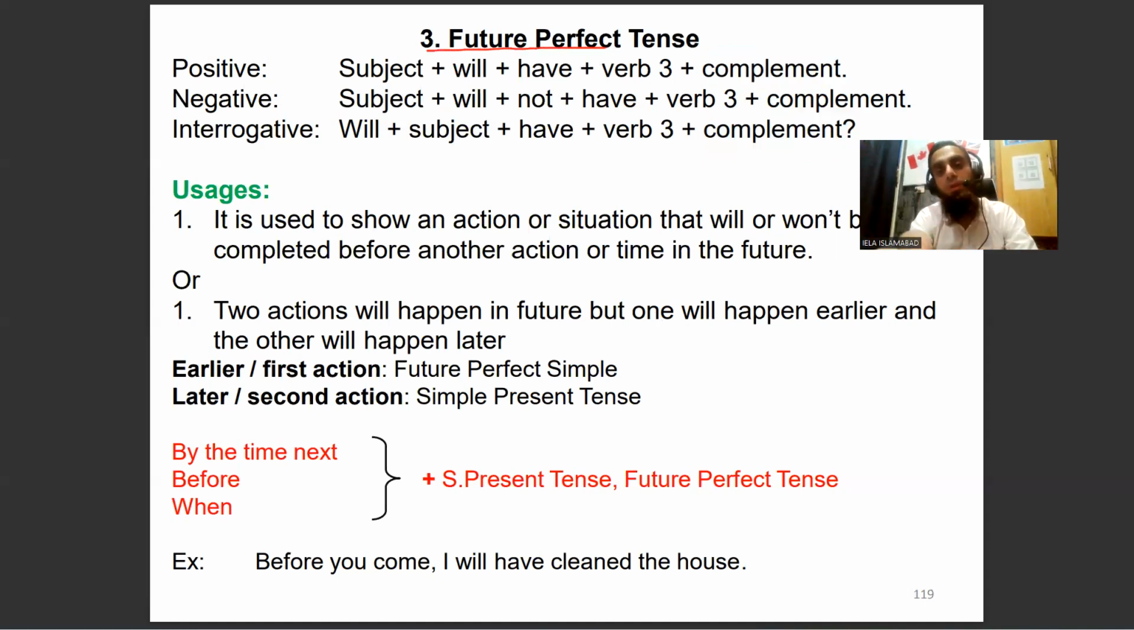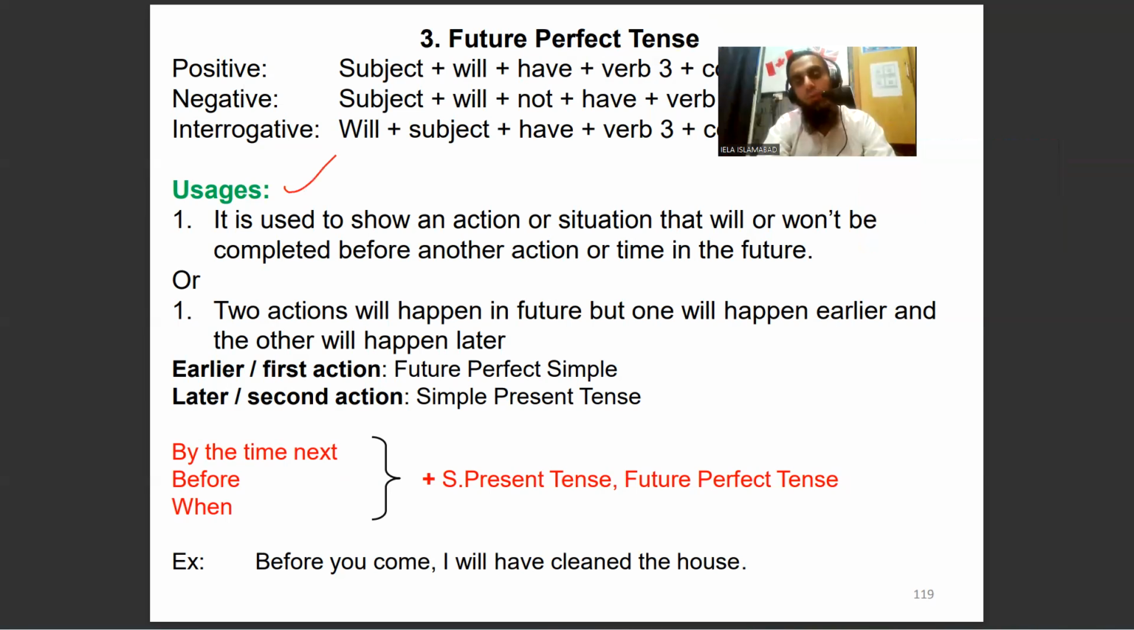Now, in future perfect tense, there is a structure: for positive, subject plus will have plus third form of verb plus complement. In negative, not comes after will, and in interrogative, will comes before the subject. In usages, it is used to show an action or situation that will or won't be completed before another action or time in the future. Like until another action or time is started, this must be completed. Right? This is called future perfect tense.